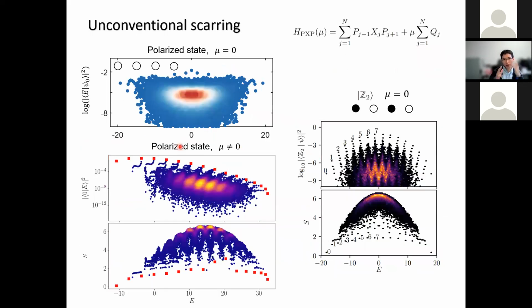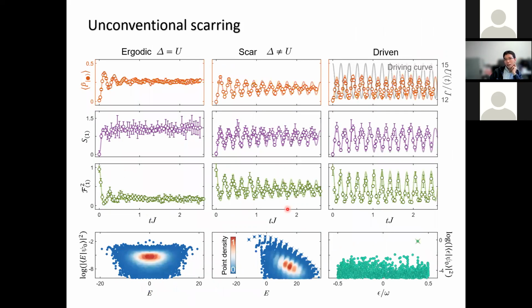Well, it turns out that as you add some detuning into your system, for the polarized case, you see these scarring states emerge out of the bulk of the spectrum. And they are indeed very low entropy states with equal energy spacing. So they are just like this Néel state at zero detuning, these are scar states. So this is in fact unconventional scarring.